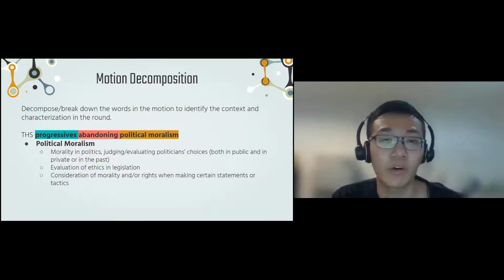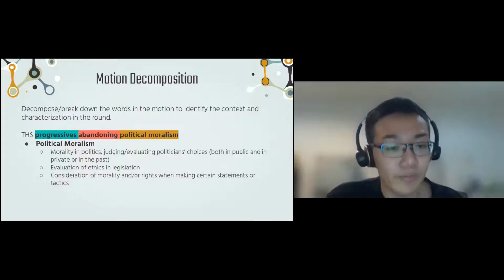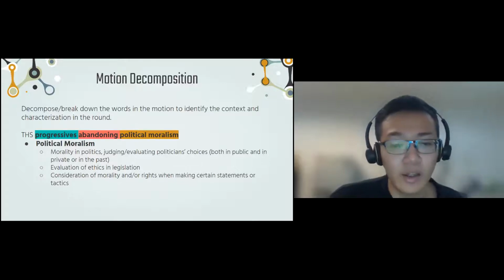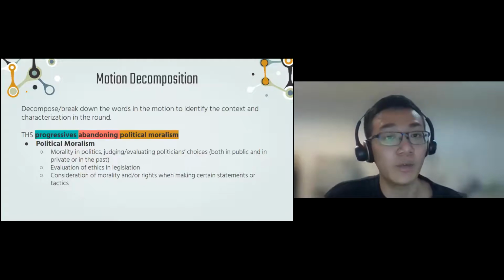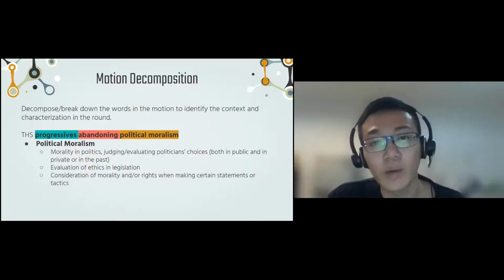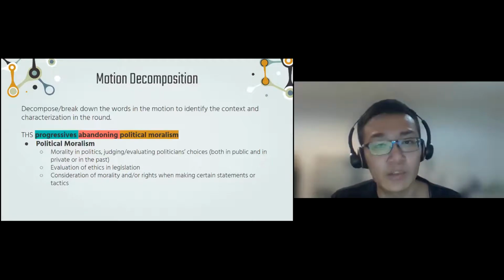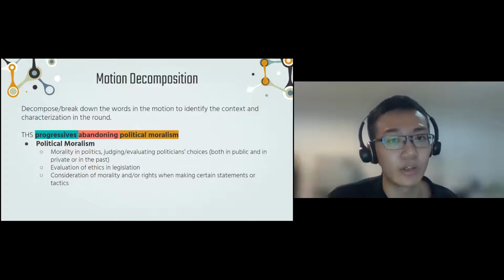And that's why as progressives, we probably would consider those things to be immoral and will not support them. Finally, it's just a consideration of morality and/or rights when making certain statements or tactics. In terms of political strategy, the sort of tactics that you take in parliament, how you want to go about achieving your political outcomes, these are all things that are subject to moral considerations as well. So these are all part of political moralism.